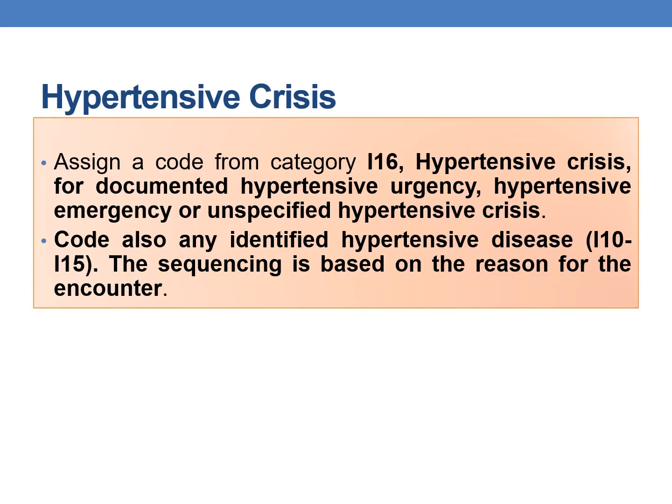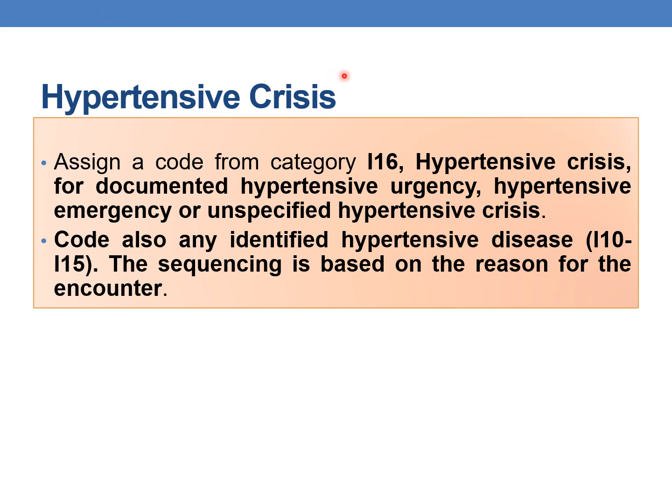Now coming to hypertensive crisis. Assign a code from the category I16, hypertensive crisis, for documented hypertensive urgency, hypertensive emergency or unspecified hypertensive crisis. Code also any identified hypertensive diseases.